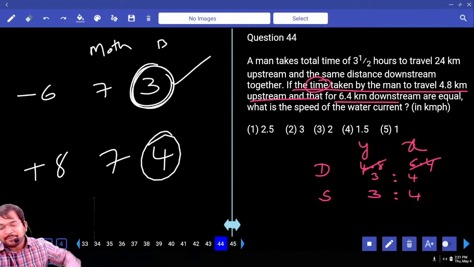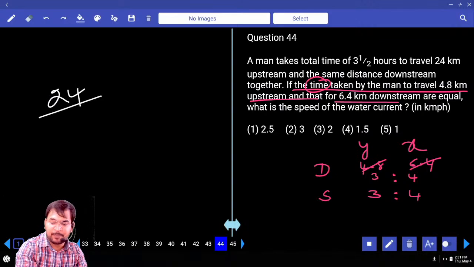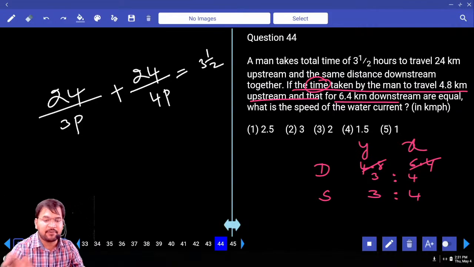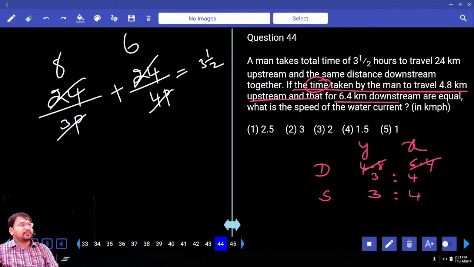Are you clear? Upstream speed is 3 parts, downstream speed is 4 parts. Now see here, 24 kilometers upstream speed is 3 parts. Next the same distance 24 kilometers in 4 parts, that is equal to how many hours? 3.5 hours. Are you clear? Now 3 parts how many times? 8 plus 6, 14. 3.5 how many times 14? 4 times. Therefore each part will be equivalent to 4.